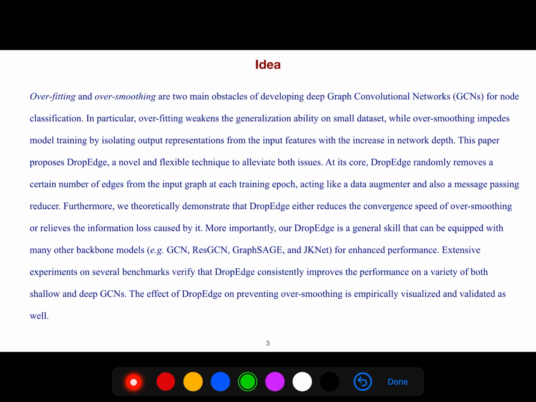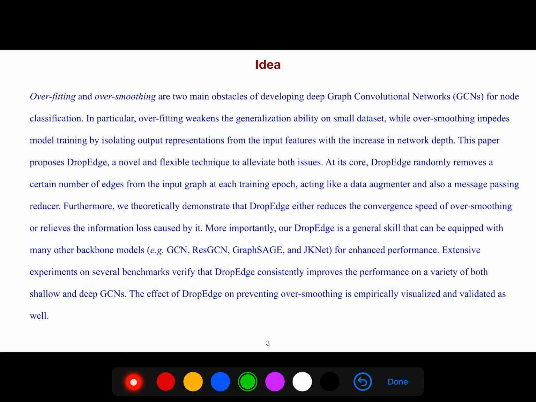Overfitting and oversmoothing are two main obstacles of developing deep graph convolutional networks for node classification. In particular, overfitting weakens the generalization ability in a small dataset, while oversmoothing impedes model training by isolating output representations from the input features with the increase in network depth. This paper proposes DropEdge, a novel and flexible technique to alleviate both issues.